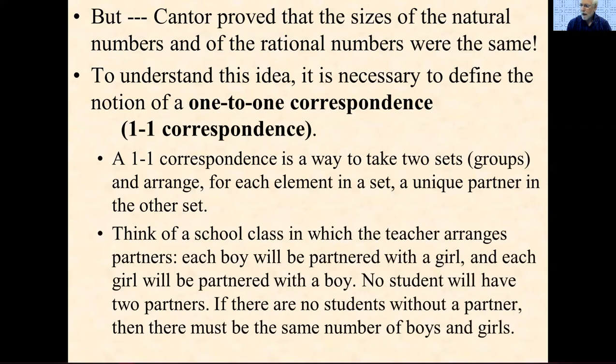So we can think of a class in which the teacher arranges partners. Each boy will have exactly one girl as his partner, and each girl will have exactly one boy as her partner. And if there are no students left without a partner, then we ought to conclude that there are the same number of girls and boys.